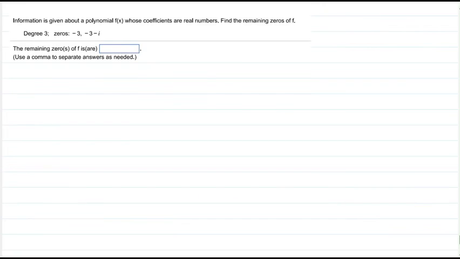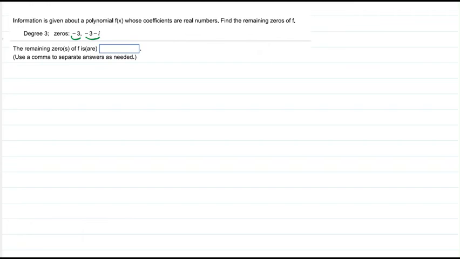The next problem, we have a polynomial, and this is information about the polynomial. We know the degree is 3, and the zeros for this polynomial are negative 3 and negative 3 minus i. We are looking for the next 0 for this polynomial because it is degree 3. It should have 3 zeros. Right now we have just 2 of them. Between these two, one of them is a complex 0.